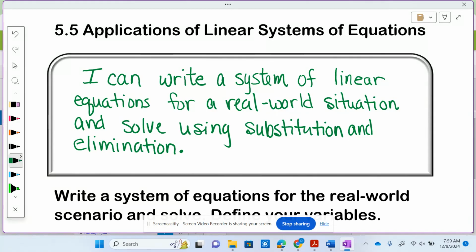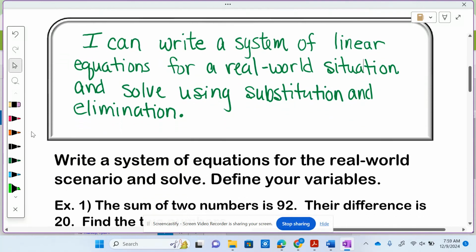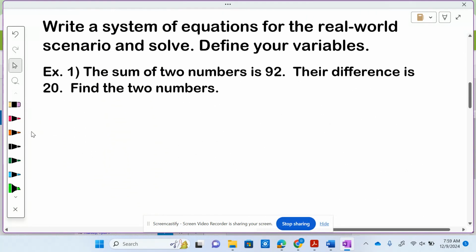So the thing about our real world situations is when we read a real world problem, or even if it's just a word problem that we have to use variables for, we have to define our variables. If it's not defined for us in the problem, we have to define them. Does anyone need that I can statement up there anymore? Good. Okay. So write a system of equations for the real world scenario and solve.